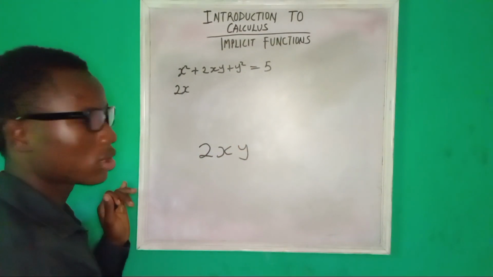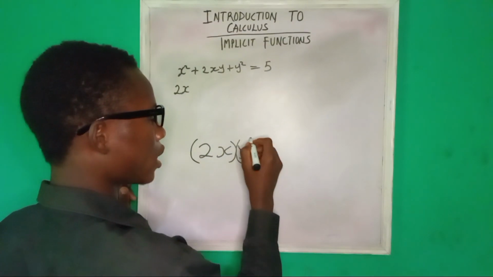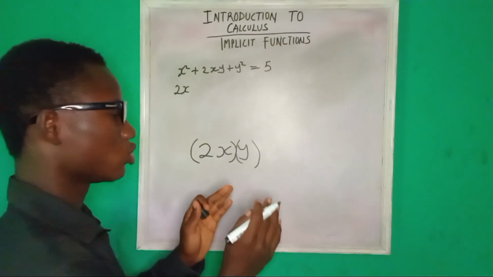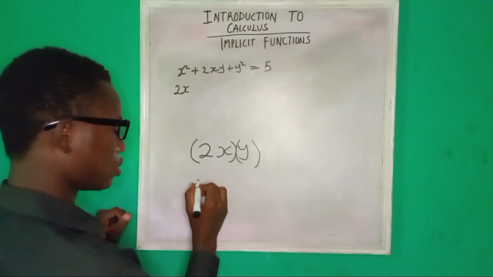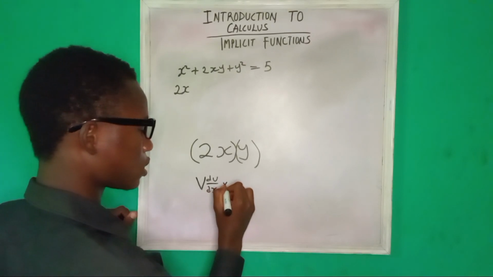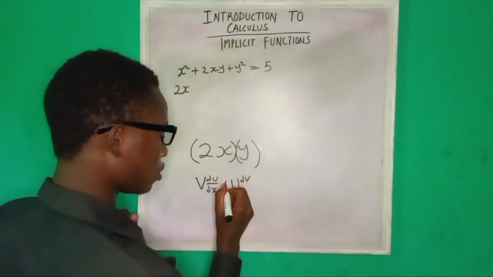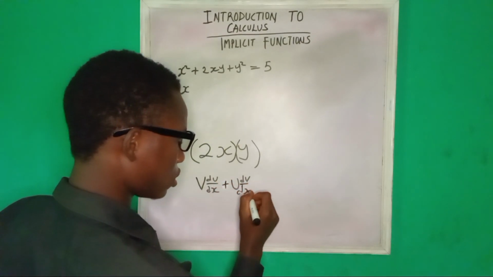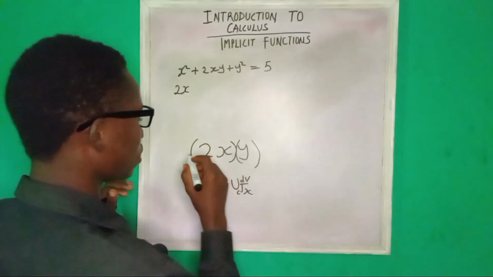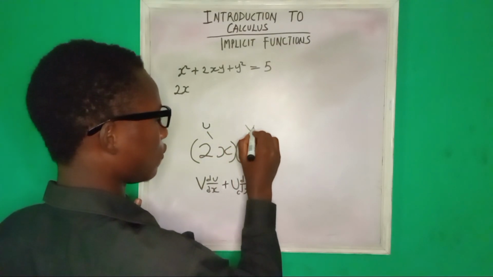So we have something like 2xy. Now, this can be differentiated into two parts. You can take 2x one place and y the other place. This is exactly how it's supposed to be. So we are going to be using product rule, which is v du dx plus u dv dx. If we are differentiating something like this, we pick the first one as u, the other one as v. You can pick any one. Let's say this is our u and this is our v. Let me write it out.